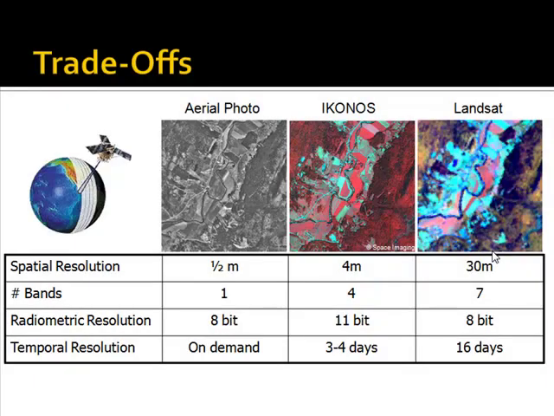And there are always trade-offs. There's no perfect sensor out there. So for example, in this case we're looking at an aerial photo, a black and white single band 8-bit. That's an on-demand system, very high resolution at 0.5 meter.